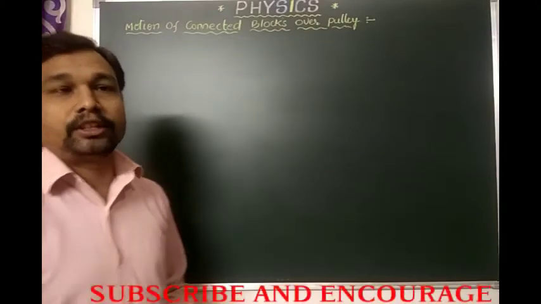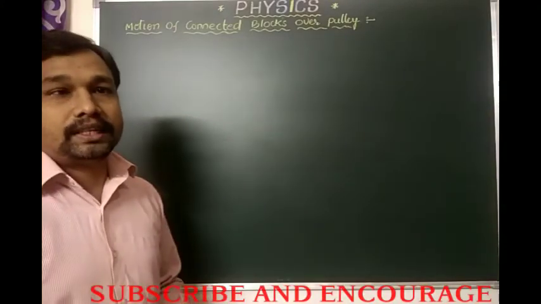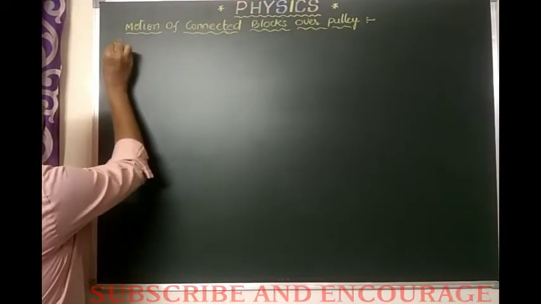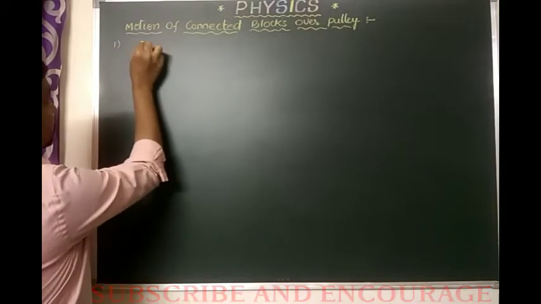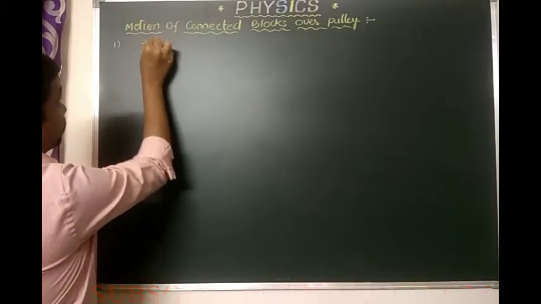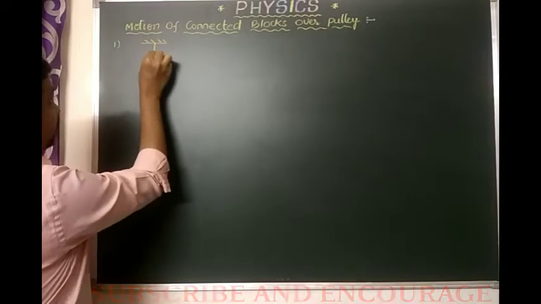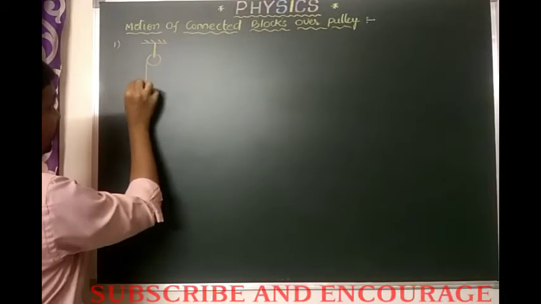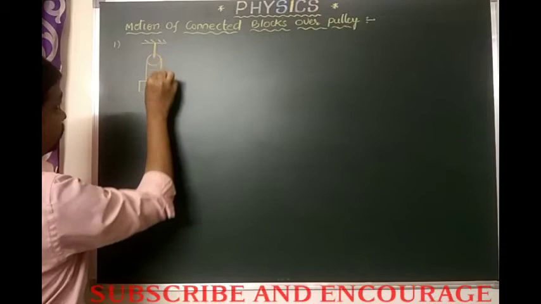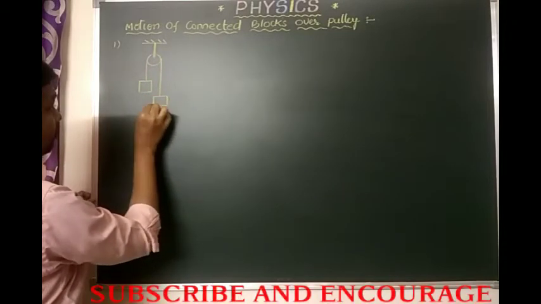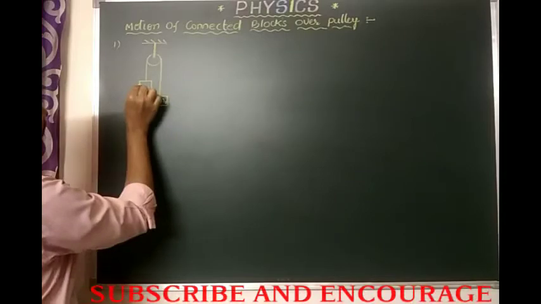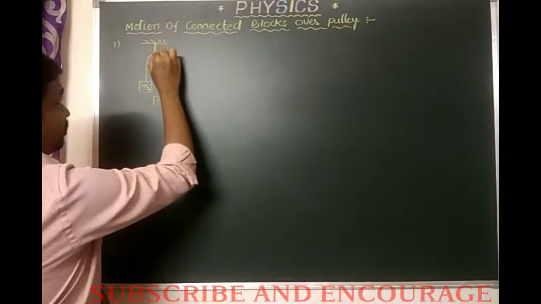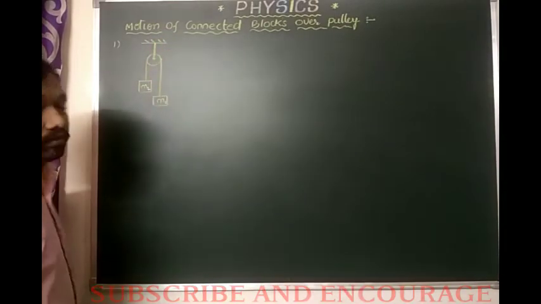Today we are going to discuss the motion of connected bodies over pulleys. Right now we are considering two blocks which are connected with a pulley. This is the pulley we are considering, two blocks connected by a string which is passing over the pulley. This is mass m1 and this is mass m2. Here you can consider one more string, a thread.